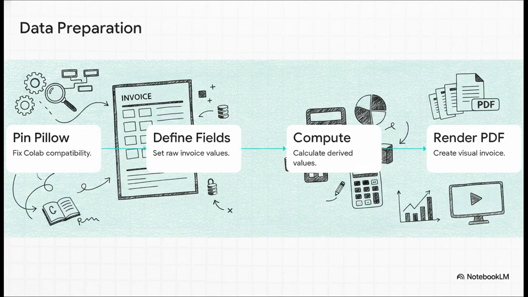Next, we defined our raw invoice fields and compute the derived values to make sure everything is mathematically sound. Finally, we actually render these synthetic invoices into realistic PDFs using a library called ReportLab, and preview them with PyPDF2 and Matplotlib, so we are literally generating the exact visual pixels that Lift will read and process.